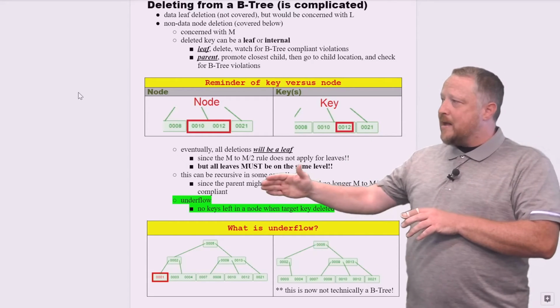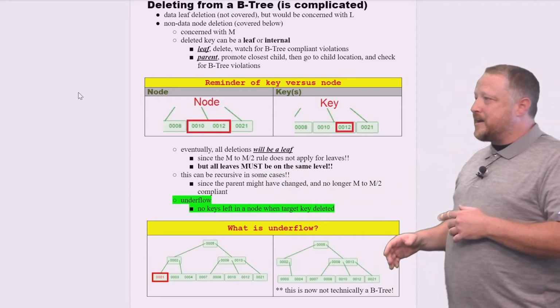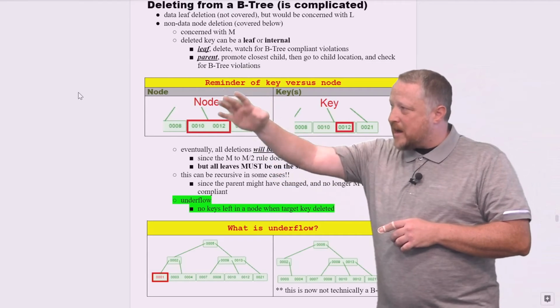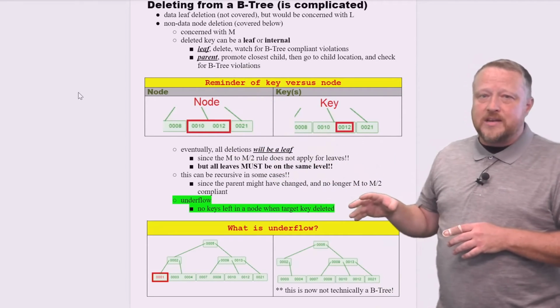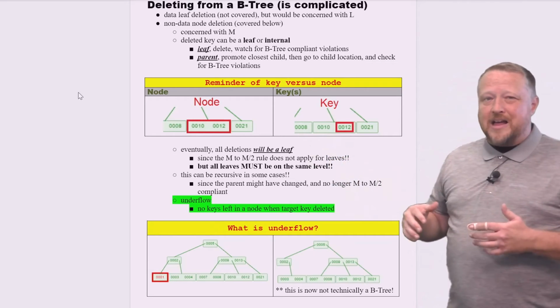But you also could have something like this, what's called an underflow, when there's no keys left in a node. Now remember the difference between a key and a node. A node is an item that's going to have maybe multiple keys in it, or values in it, and the key itself is actually the value that's in it.